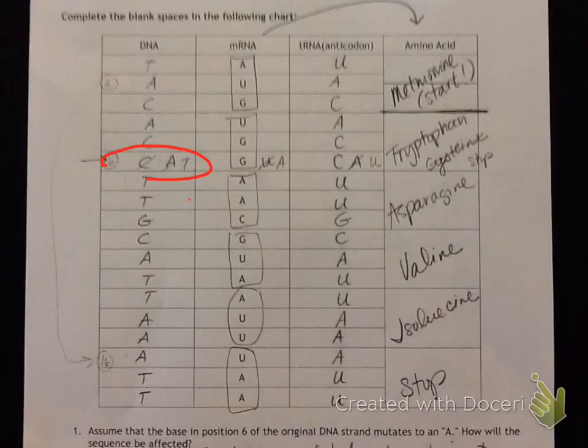Okay, the next question. Suppose the base in position 2 got shifted to 16. How would the sequence be affected? So for myself, I drew a little, here's position 2. I drew a little arrow for myself. Now that base is already an A. So it depends.